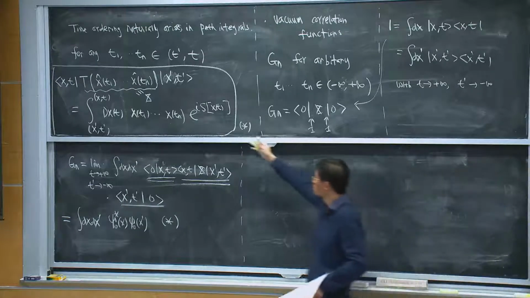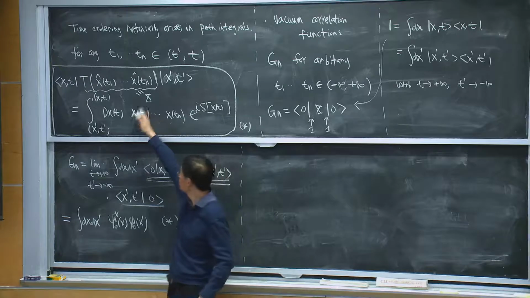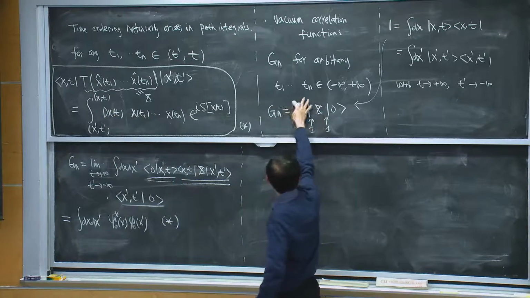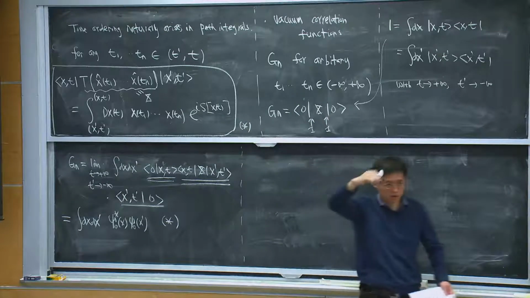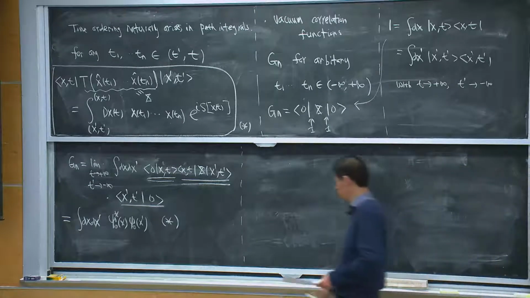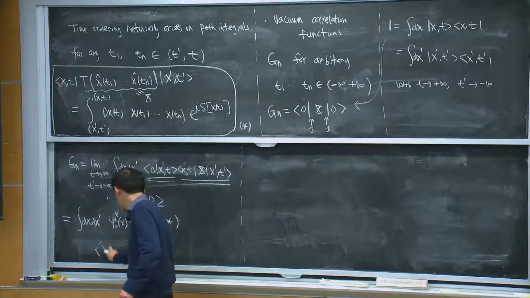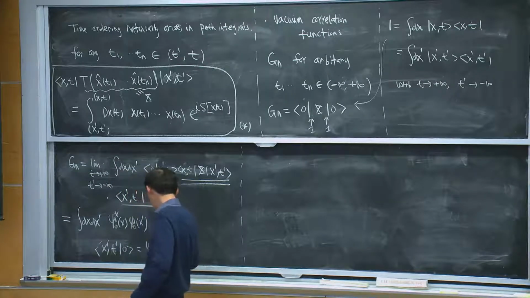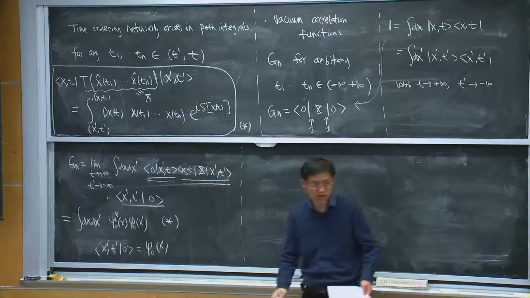The reason we take t prime and t to infinity is obvious: the times t1, ..., tn have to lie between t prime and t. So if we want arbitrary times, then we want t prime to go to minus infinity and t to go to plus infinity. We have used that <x prime, t prime|0> is just equal to psi 0 of x prime, just the ground state wave function.